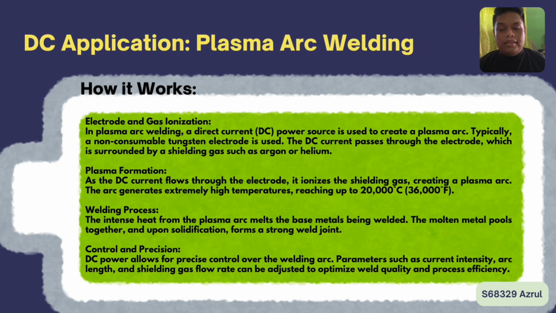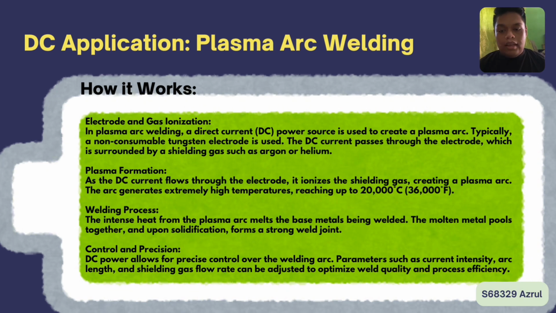Next, the second DC application is plasma arc welding, and this is how it works. First is electrode and gas ionization. In plasma arc welding, a direct current, which we call DC, power source is used to create a plasma arc. Typically, a non-consumable tungsten electrode is used. The DC current passes through the electrode, which is surrounded by a shielding gas such as argon or helium.